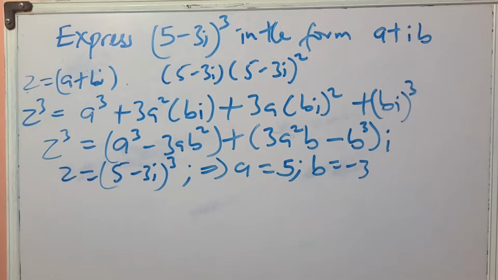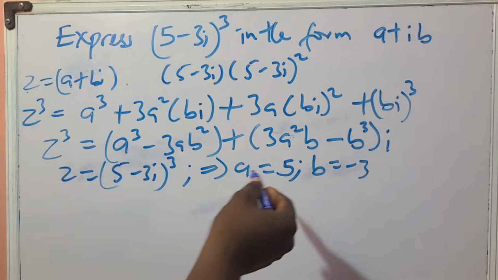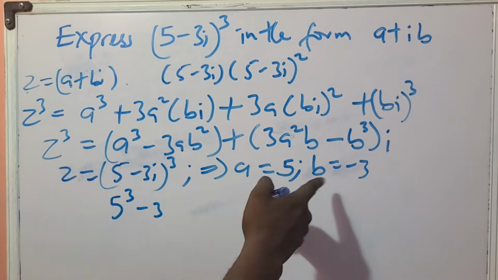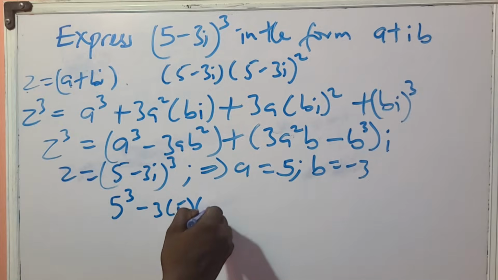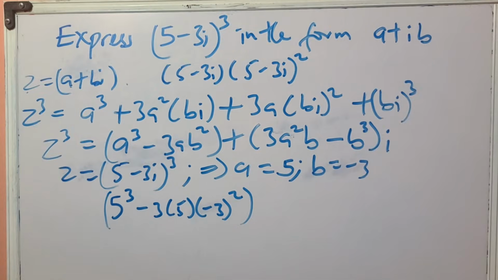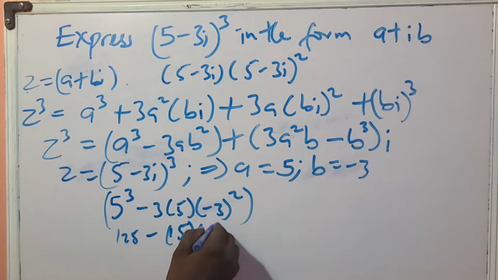So you go on to fixing your a as 5. That will be 5 cubed minus 3, times 5, and our b being minus 3 squared. So this will give me the real part. What does this give me? This is 125 minus 15 times 9. What is 15 times 9?